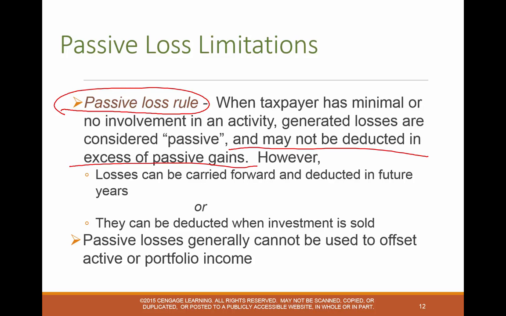So I have a bunch of rental real estate, limited partnerships, REMICs, REITs, and you put it all in a big pool together, and I've got a $2,000 passive gain. Great, that shows up on your tax return. I've got $10,000 in losses in excess of income. Nope. You can only take passive losses up to passive gains, but you can carry them forward, or you can deduct them when the investment is sold.